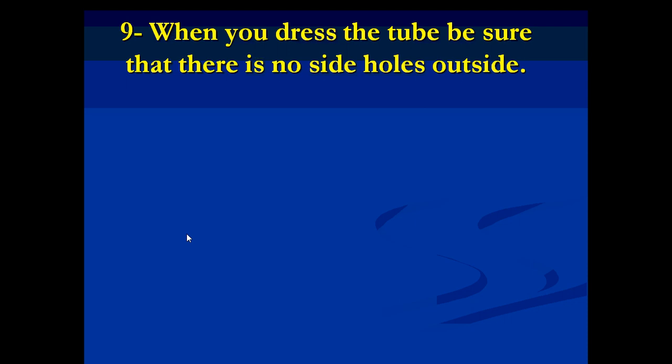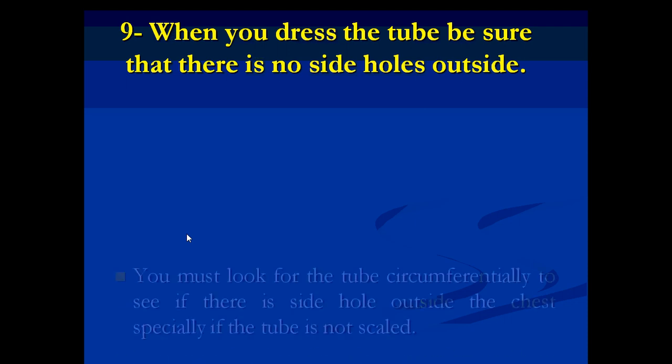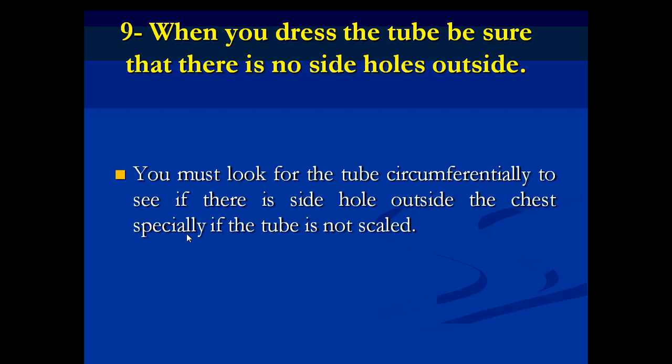During dressing of the chest tube, you have to be sure that there is no side hole outside the chest cavity, as we mentioned. We have to look circumferentially around the tube to see if there is a side hole outside the chest, especially if the tube is not scaled, because if it's scaled, we just know that the number is 15 or 12 or whatever, so the last side hole is 12 centimeters from this point inside the chest wall.